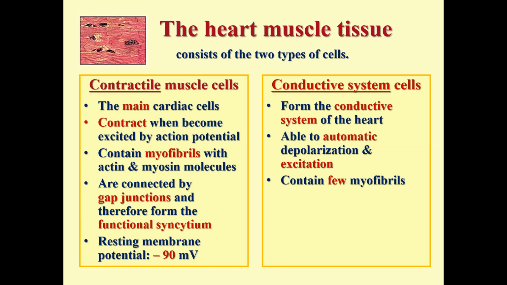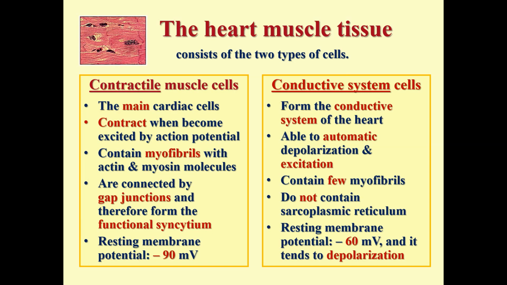These cells are not good at contractions and they don't need a great number of myofibrils. They contain a few myofibrils. They do not contain sarcoplasmic reticulum. It's not their function to contract. And their resting potential is closer to the potential of the nervous cell. So their function is also close to the functions of a nervous cell.